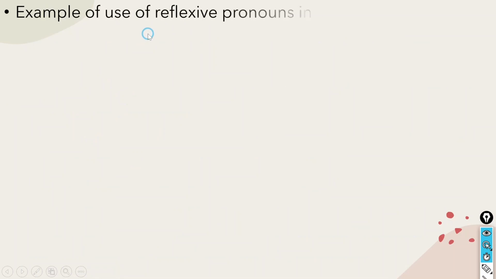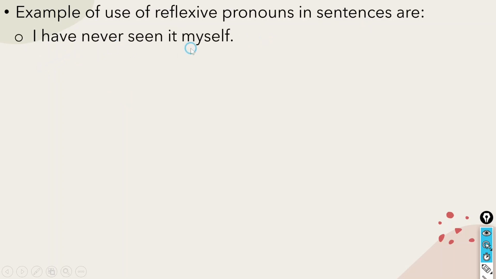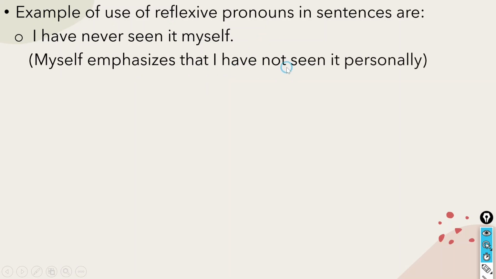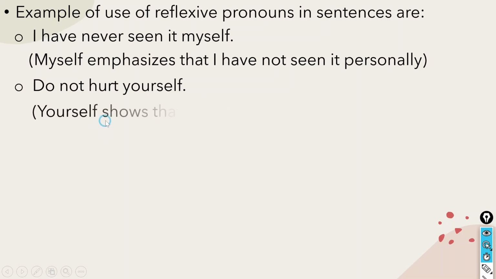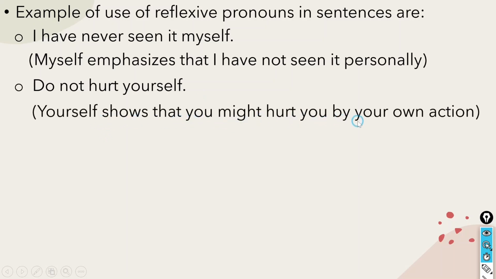Examples of the use of reflexive pronouns in sentences are like, I have never seen it myself. Who has never seen it? I have never seen it. So myself emphasizes that I have not seen it personally. So myself becomes the reflexive pronoun here. Then, do not hate yourself. In this case, yourself shows that you might hate you by your own action. So it shows whose action it is that has been done.